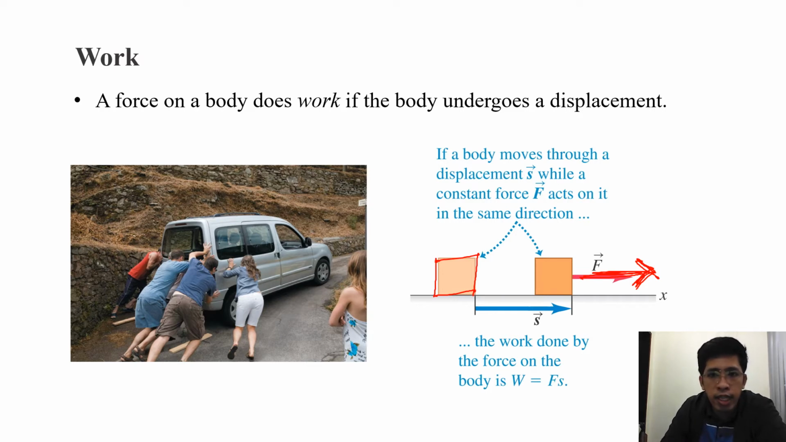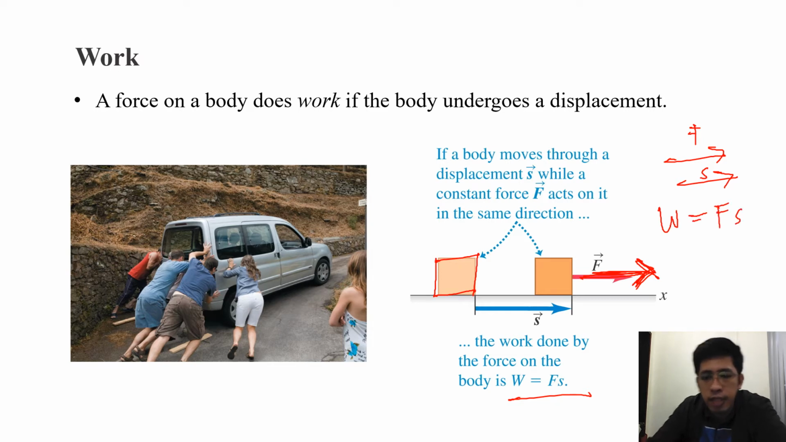Now, if the body moves through a displacement S while a constant force F acts in the same direction, you have your force and then your displacement S in the same direction. The work done by the force on the body is simply W equals Fs. So for this case, your work is equal to Fs. Again, this is only the case when your force and your displacement S are in the same direction.